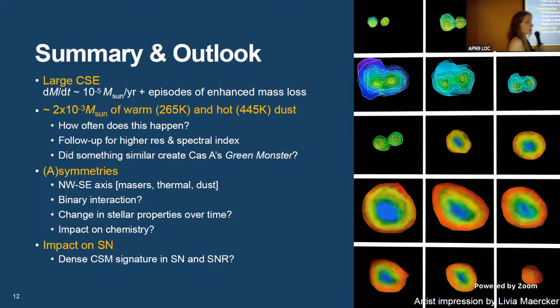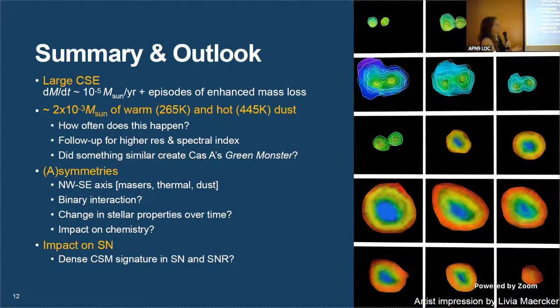Then we have this very warm, large mass of dust. How often does this happen? Now we trace the clumps very close to the star. Maybe there are some further out that we're not seeing. And for those of you who are into supernova remnants, maybe this might actually be the early phase of what later could become the green monster. So let's see what comes out of whatever modeling we undertake there.